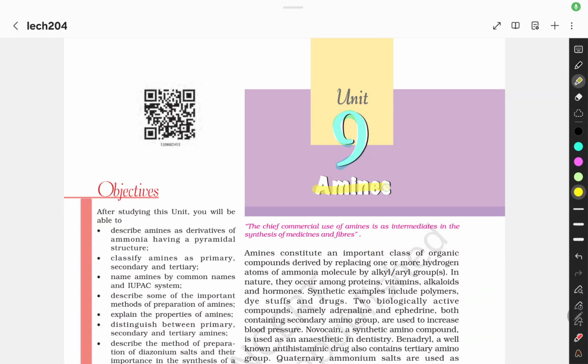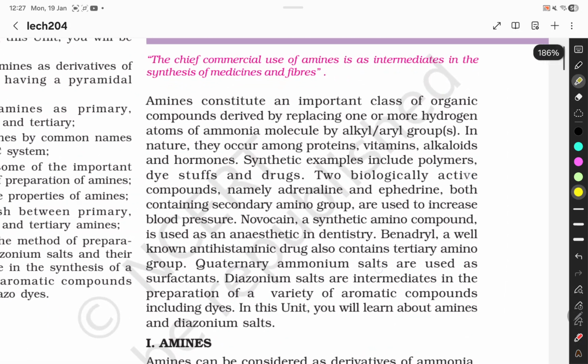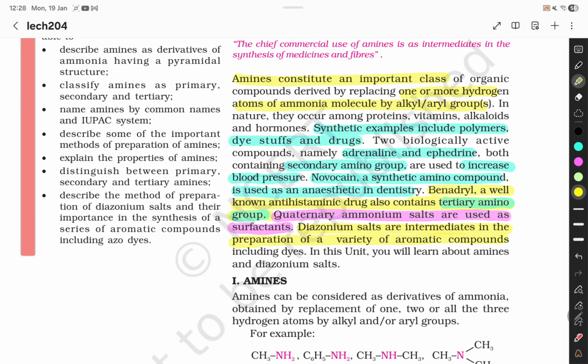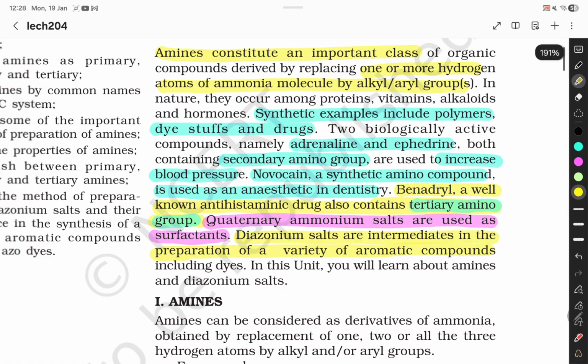Hello everybody. In today's video, we'll be covering an amines chapter, and yes, that's all. So obviously, in the first paragraph itself, they've done a lot of information dumping.